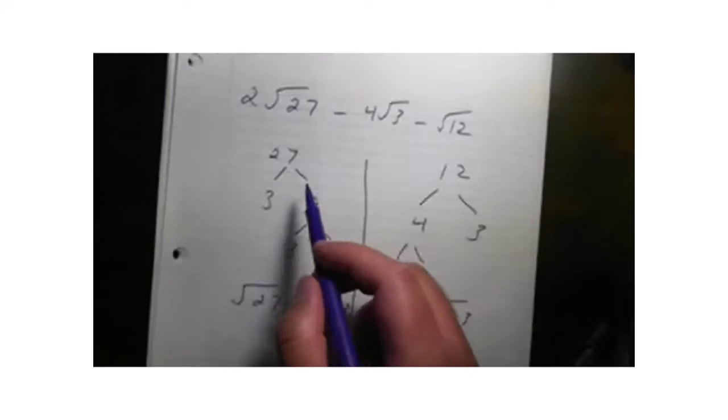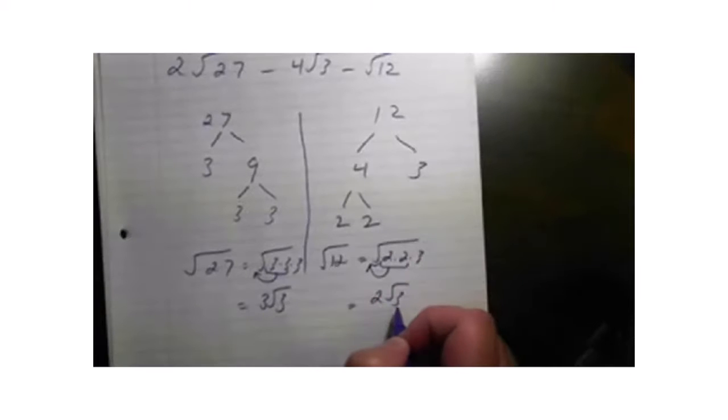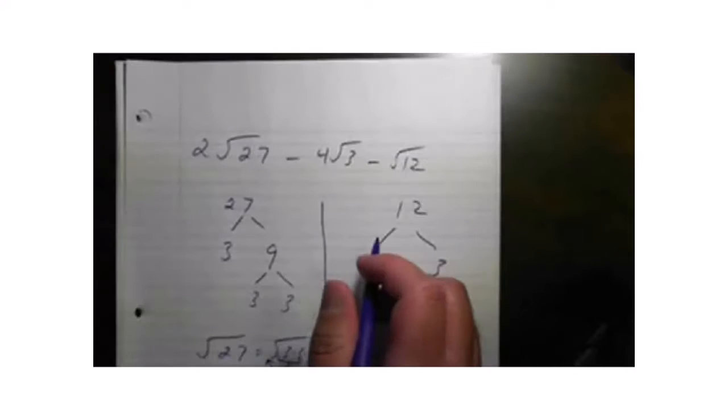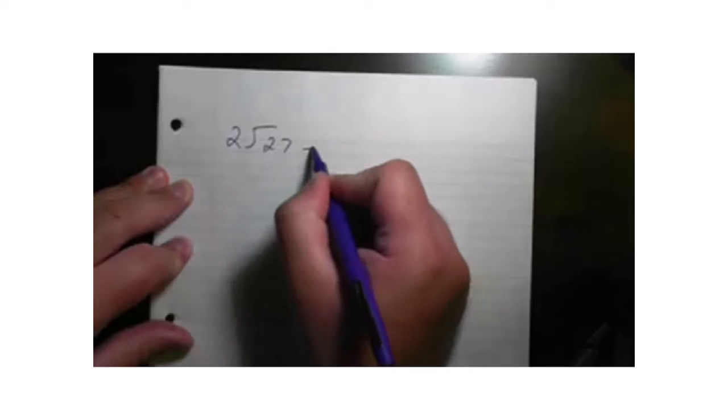So now you might notice that this root 27 can turn into a root 3. This root 12 can turn into a root 3. Okay? So it actually appears that we will have like terms. So I'm just going to rewrite the original down again here.